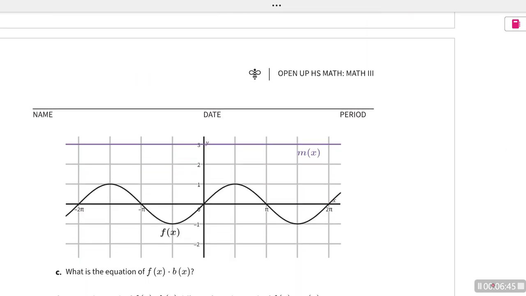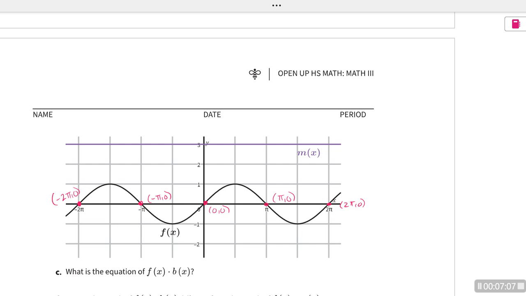So it's super similar. Anytime we have a 0, it's going to maintain the 0. Negative 3 times 0 is still 0. So our zeros are not going to change. 0, 0, pi, 0, and 2 pi, 0.